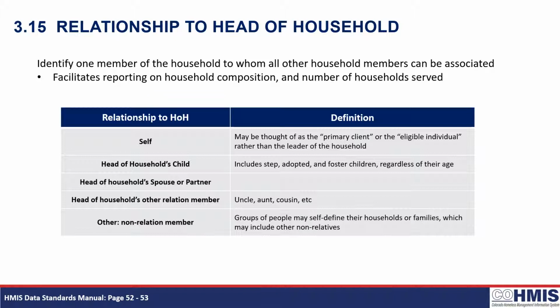And the head of household's other relation member, maybe if there's uncles or aunts or cousins in the household, we would select that option. Lastly, we could select other non-relation member for any household members who aren't related to the head of household. Households are just groups of people who self-define what their household structure looks like. They do not have to be related to be in the same household and enrolled as a household in your project.